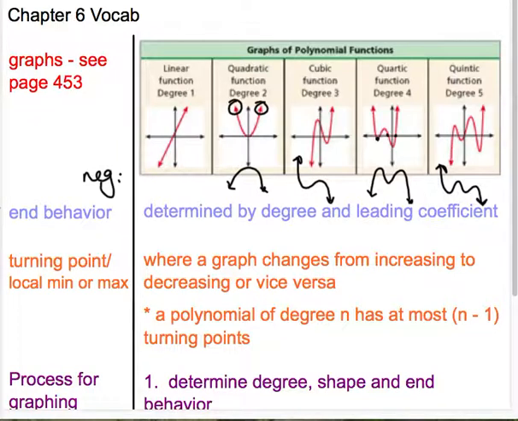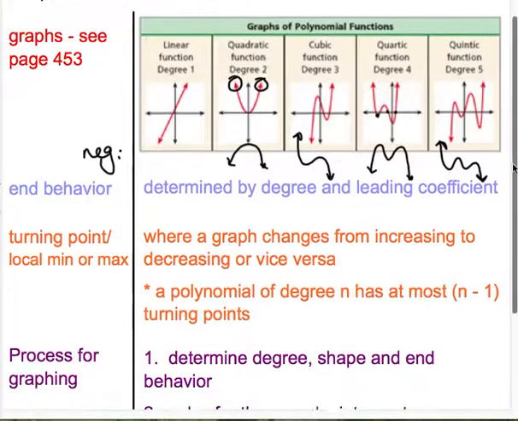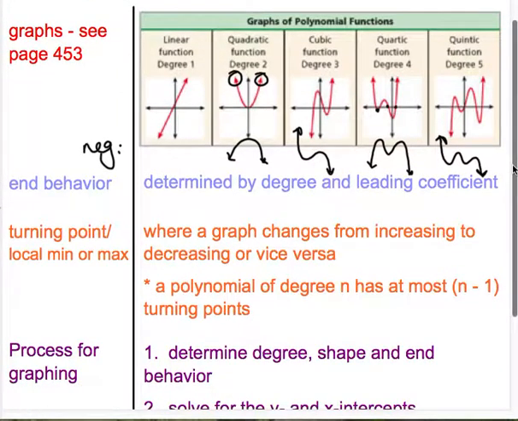Turning point, I mentioned, is where the graph changes from increasing to decreasing or vice versa. So here's my little note here for you. A polynomial of degree n, so let's just say it's a quintic function, so a polynomial of degree 5, has at most n minus 1, or 4, turning points. So a quartic function, degree 4, would have at most 3 turning points.